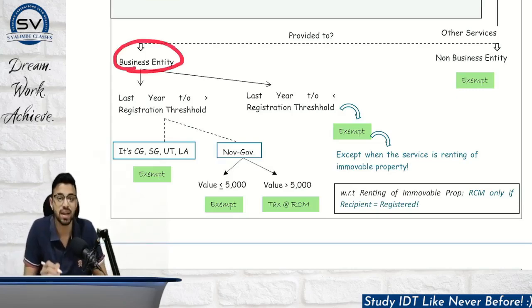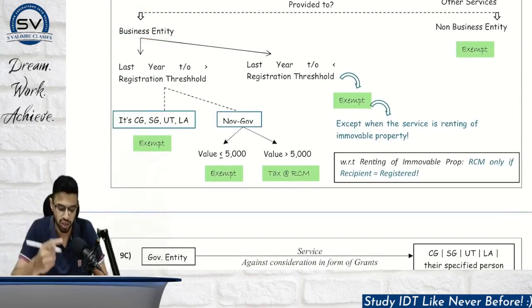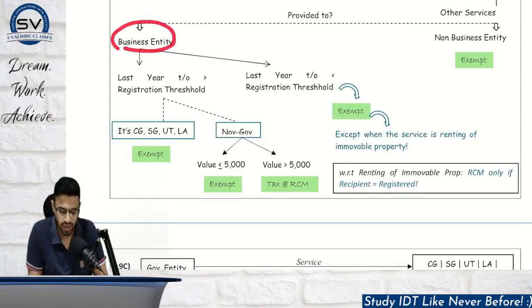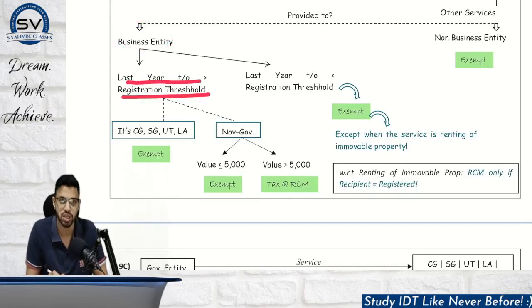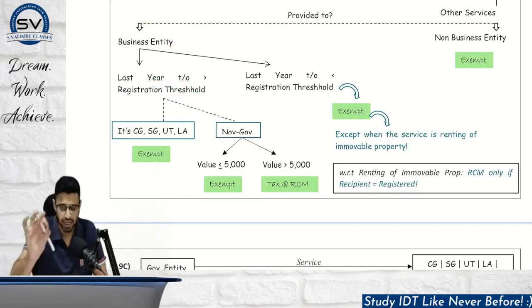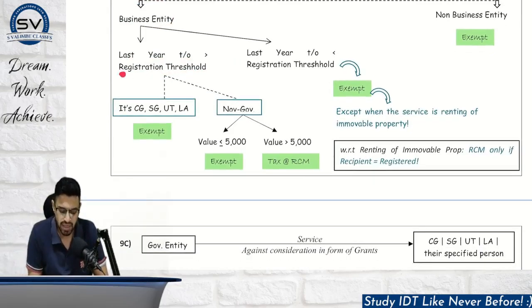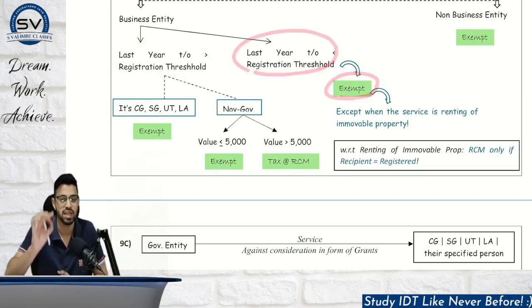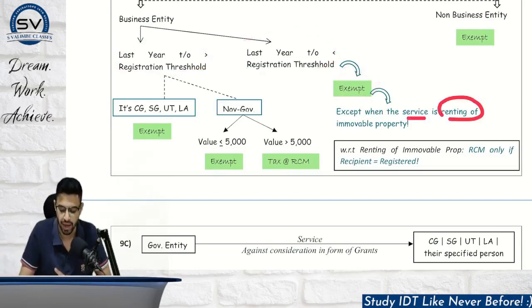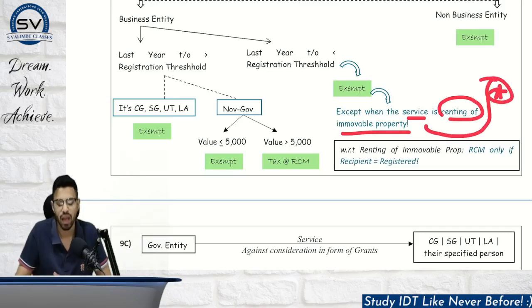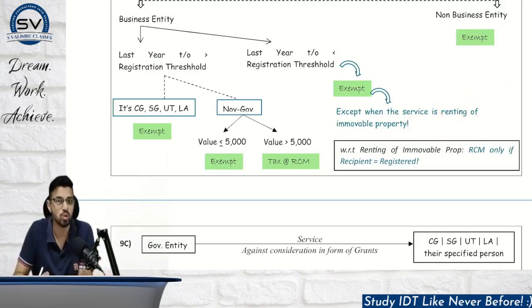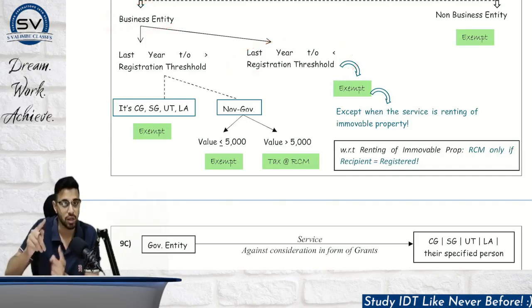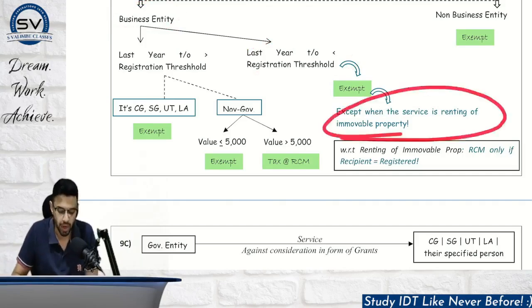If it is provided to a business entity, then the second question that you have to ask is, is this business entity the one whose last year turnover was more than the registration threshold? We can call this the big business entity. It is not a legal name, just for the purpose of understanding. So is it a big business entity or a small business entity? If it is a small business entity, then it is exempt. GST is exempt, except when the service is renting of immovable property. Why? Because this is covered under your exemption notification only, that if the service is provided to a business entity which has last year turnover less than the registration threshold, all the services will be exempt except renting of immovable property, and obviously these 3.